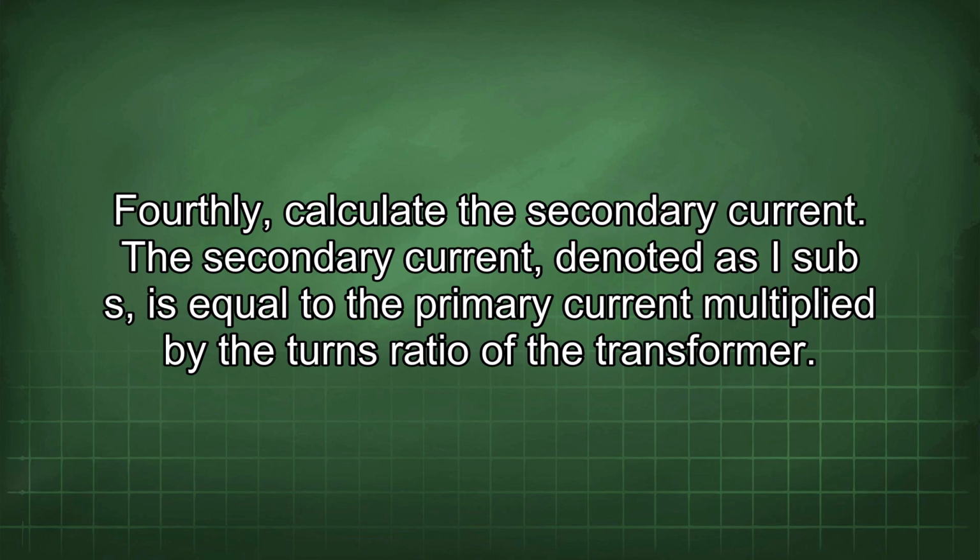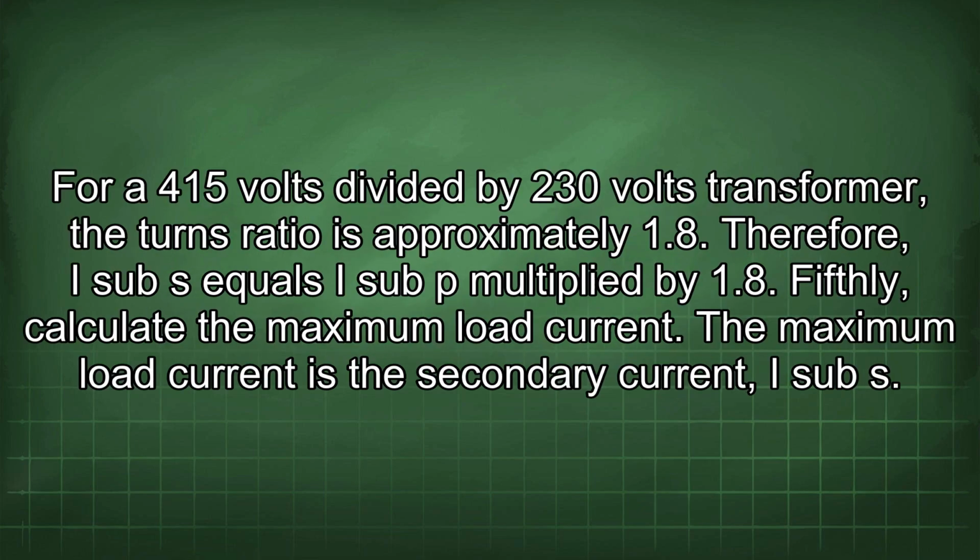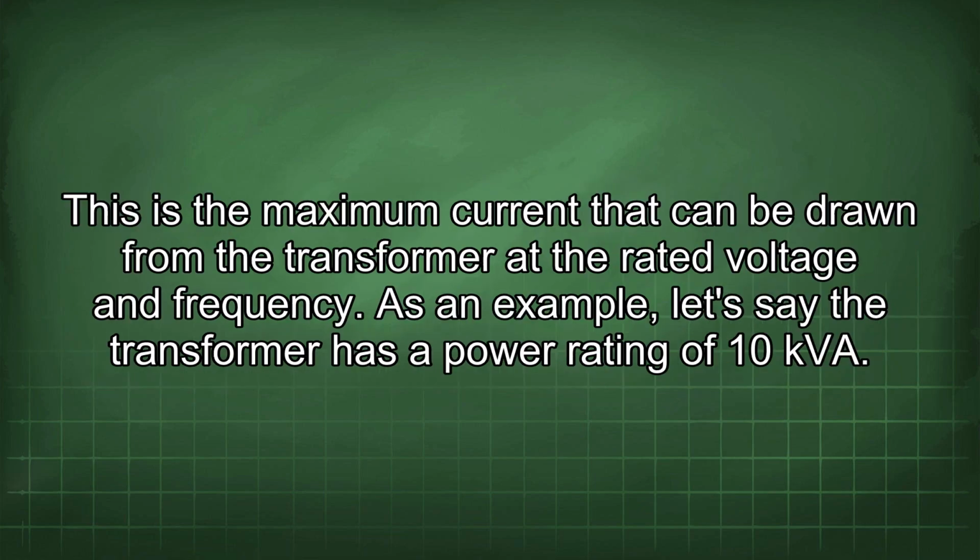Fourthly, calculate the secondary current. The secondary current, denoted as I sub S, is equal to the primary current multiplied by the turns ratio of the transformer. For a 415 volts divided by 230 volts transformer, the turns ratio is approximately 1.8. Therefore, I sub S equals I sub P multiplied by 1.8. Fifthly, calculate the maximum load current. The maximum load current is the secondary current, I sub S. This is the maximum current that can be drawn from the transformer at the rated voltage and frequency.